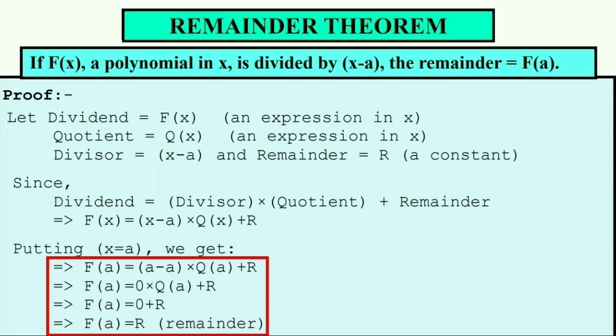So in the equation all x are replaced with a and simplified, and finally we found that the value that survives at the right hand side is R and at the left hand side it is f(a). It means a function on a. It means we find out the value of f(a) by replacing x with a in the expression that is dividend, and whatever value we get, that is the remainder. Hence, it's proved that if f(x) is divided by x minus a, the remainder obtained is given by f(a).